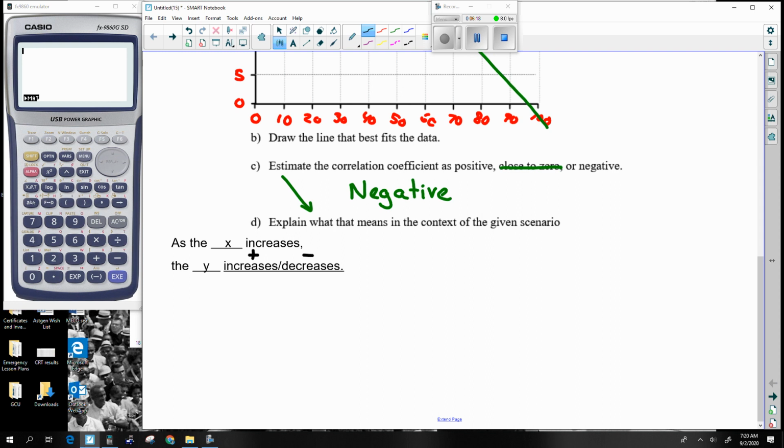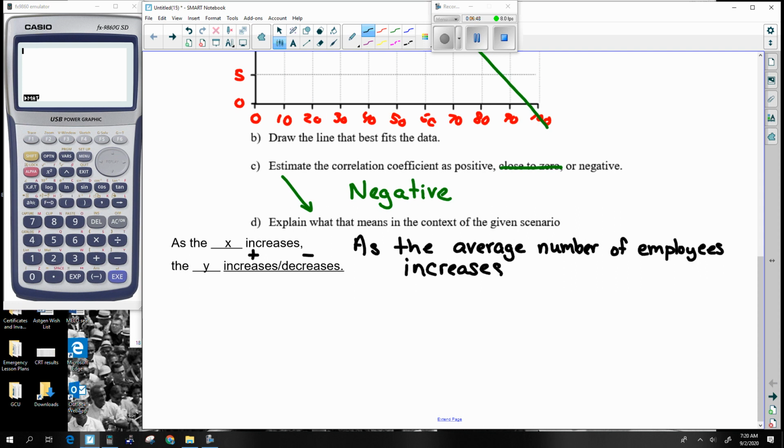So here we go. As the x increases, so as the average number of employees increases. Again, that first word is always increases. Now the second part of that, the y, that's the average administrative cost.